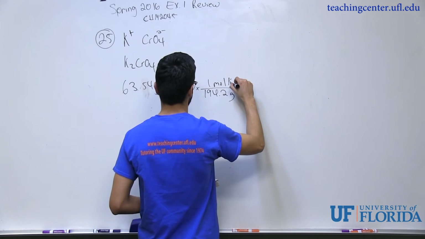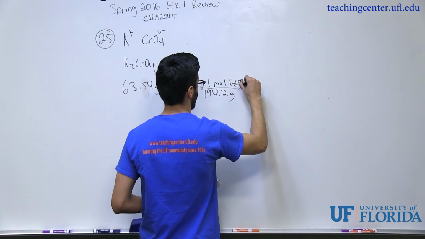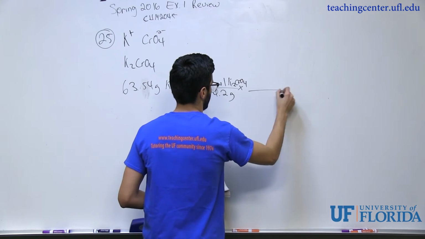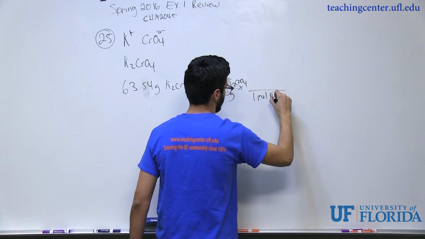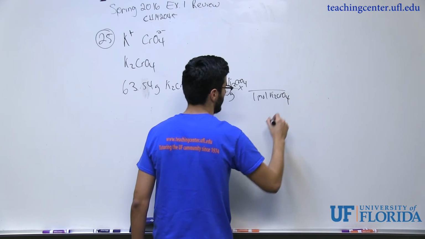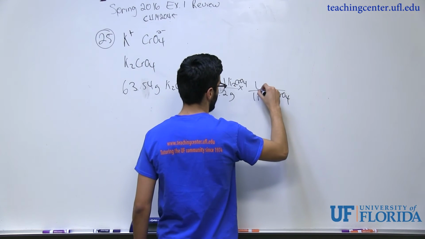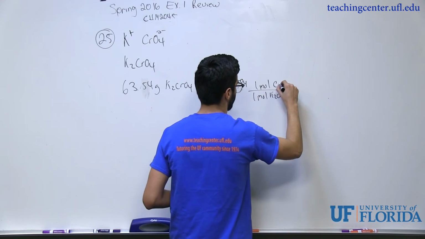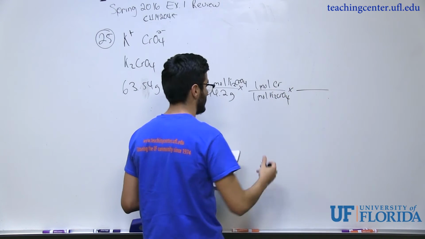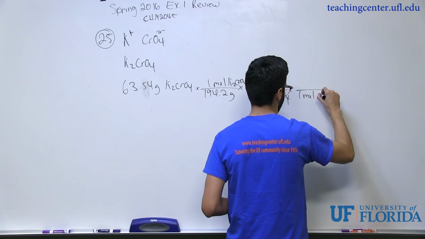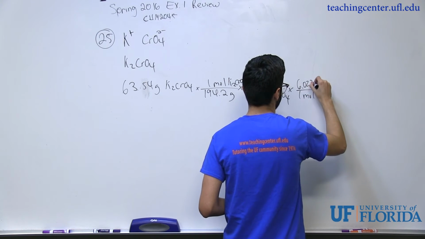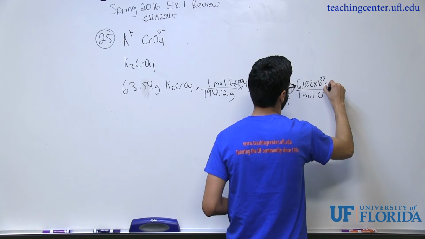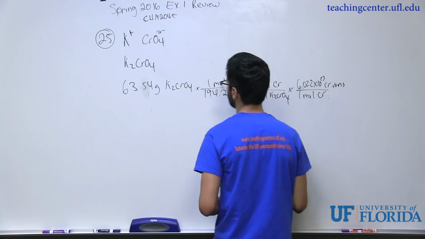So this is K2CrO4. And then for every 1 mole of K2CrO4, I have 1 mole of chromium. And then lastly, for every 1 mole of chromium, I have 6.022 times 10 to the 23rd chromium ions.